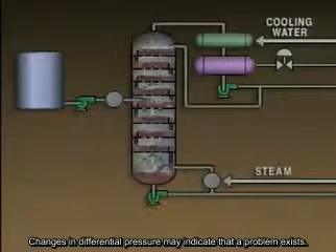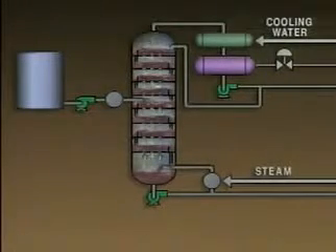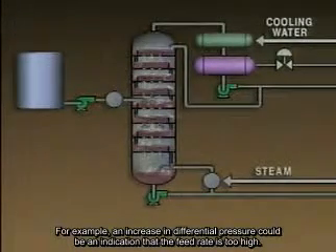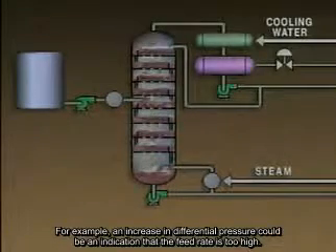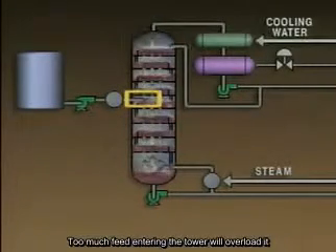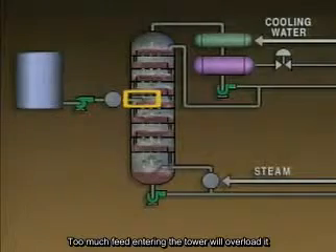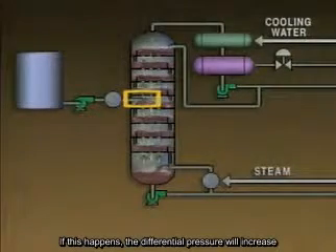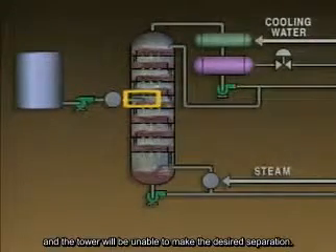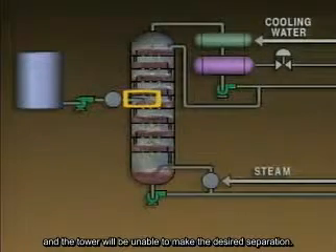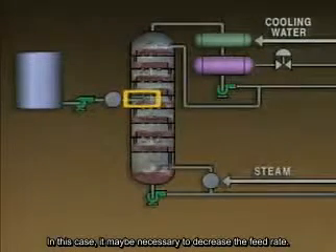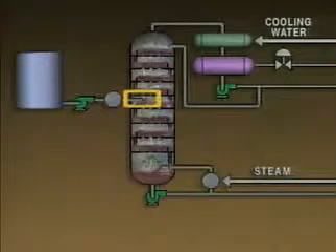Changes in the differential pressure may indicate that a problem exists. For example, an increase in differential pressure could be an indication that the feed rate is too high. Too much feed entering the tower will overload it. If this happens, the differential pressure will increase, and the tower will be unable to make the desired separation. In this case, it might be necessary to decrease the feed rate.